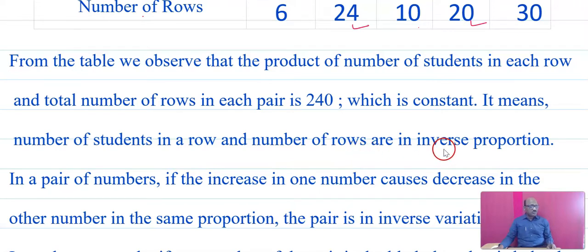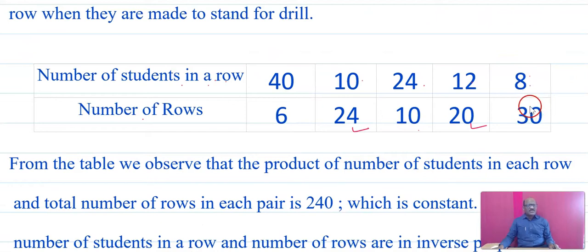It means the number of students in a row and the number of rows are in inverse proportion. If the number of rows is more, then the number of students in each row is less. If the number of students in a row is more, then the number of rows is less.